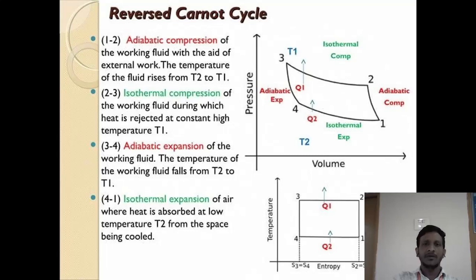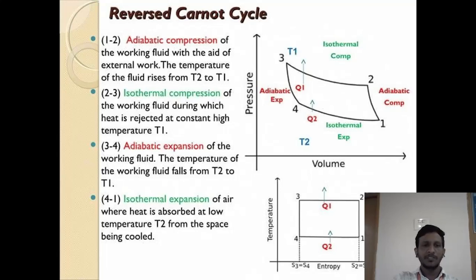That's why in the pressure-volume diagram, pressure increases from 2 to 3. But here, isothermally, we are rejecting heat to the environment. Process 3 to 4 is the expansion process, done at the expansion device, the turbine. Here the expansion is done in an adiabatic manner. Entropy is also kept constant, but the temperature decreases from 3 to 4. Here phase change also occurs from vapor to liquid.